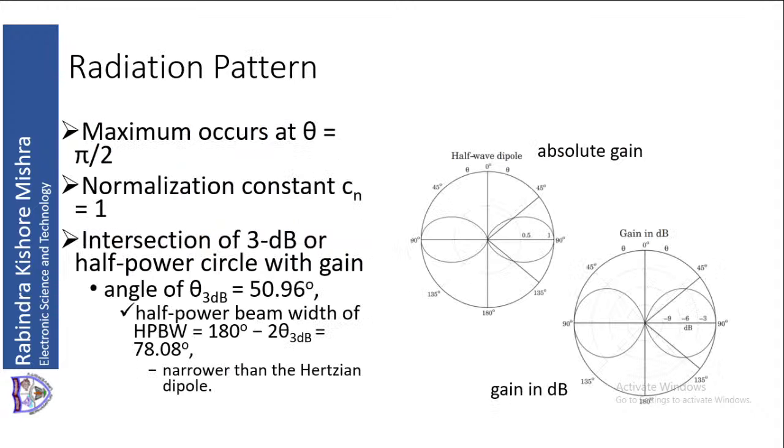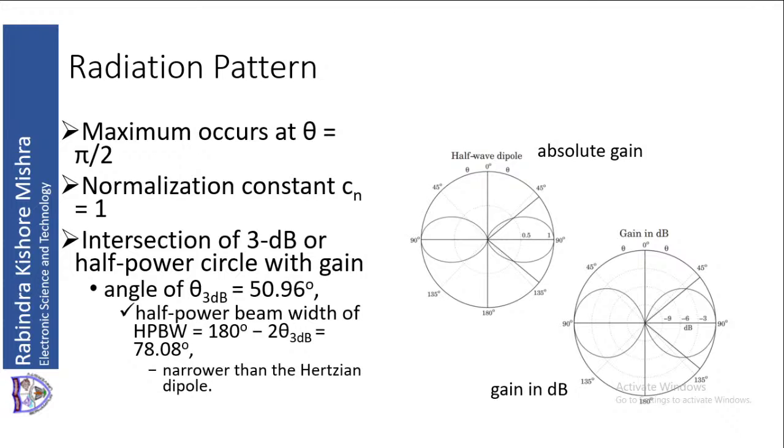Now, what will be the radiation pattern? If you look at these expressions, the expression goes to maximum when theta is equal to pi by 2. And in this case, normalization constant Cn is equal to 1. So radiation pattern is again figure of 8. You can see the two radiation patterns. One is in the top and bottom. In the top we see the absolute gain. Absolute gain means maximum is 1. So you take the gain and divide it by its maximum amplitude. So that will be 1.